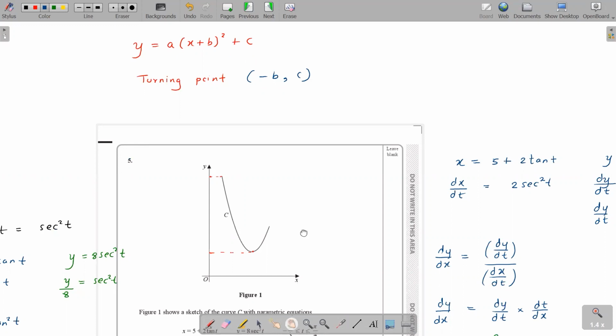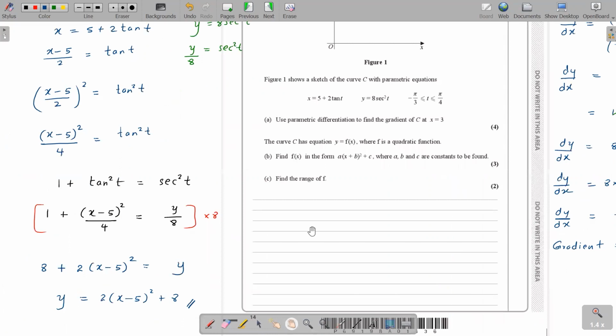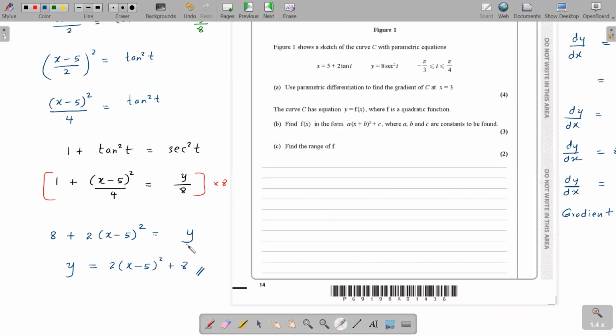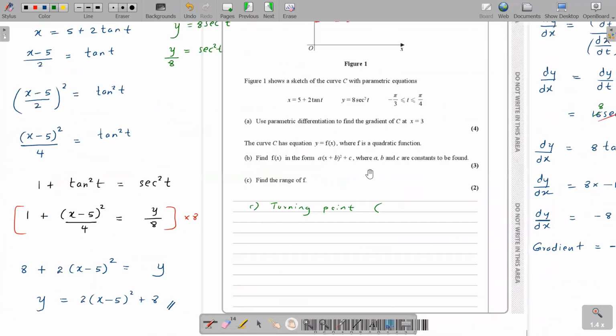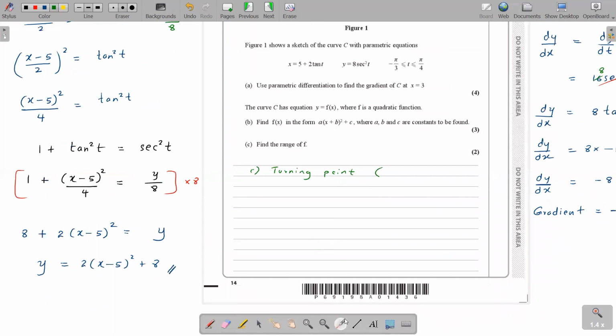So what do you think is the turning point here? Y equals 2 times (x minus 5) squared plus 8. Who is the turning point? Your turning point here is x minus 5 means x equals 5. The 2 is not necessary. You can see even in my theory, the a value was not used here. If you have a good understanding about the P1 quadratic graphs, you know what I'm talking about. So the turning point is x equals 5, and the y coordinate is directly 8.